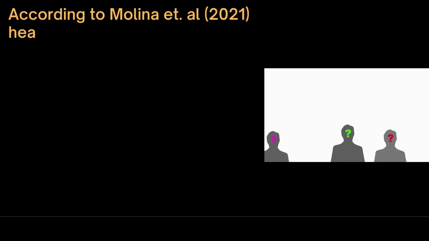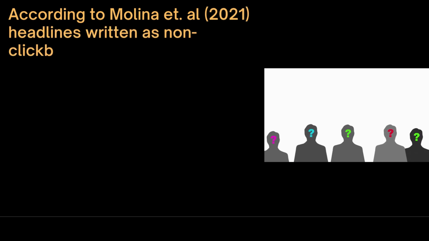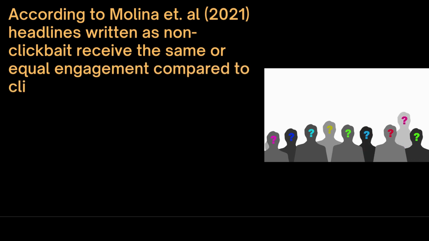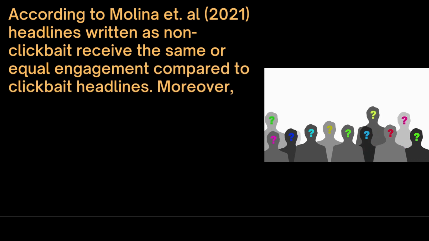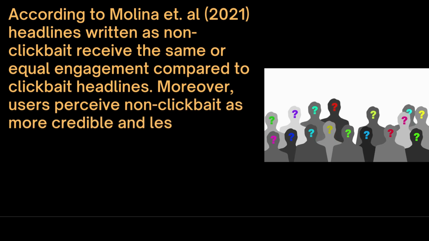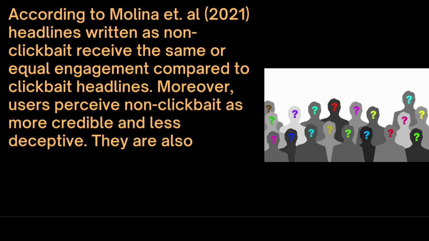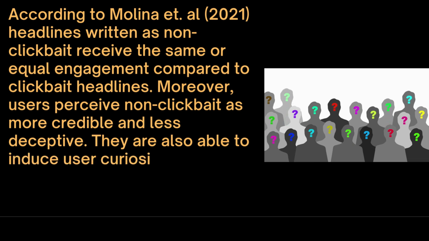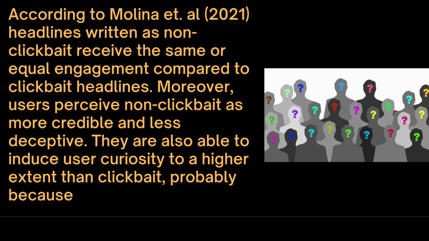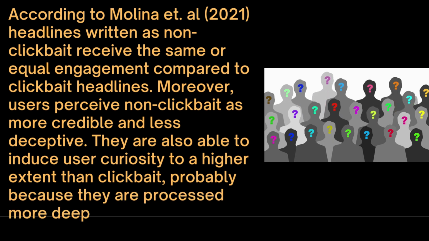According to Molina and others in 2021, headlines written as non-clickbait receive the same or equal engagement compared to clickbait headlines. Moreover, users perceive non-clickbait as more credible and less deceptive. They are also able to induce user curiosity to a higher extent than clickbait, probably because they are processed more deeply by users.